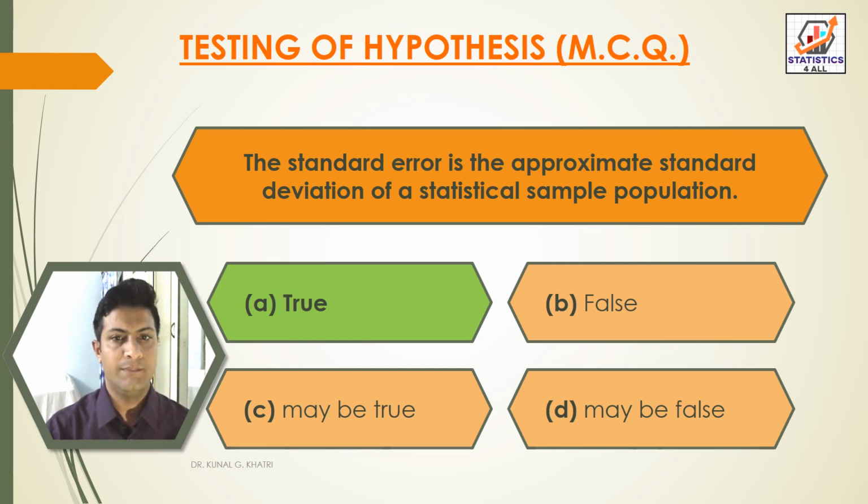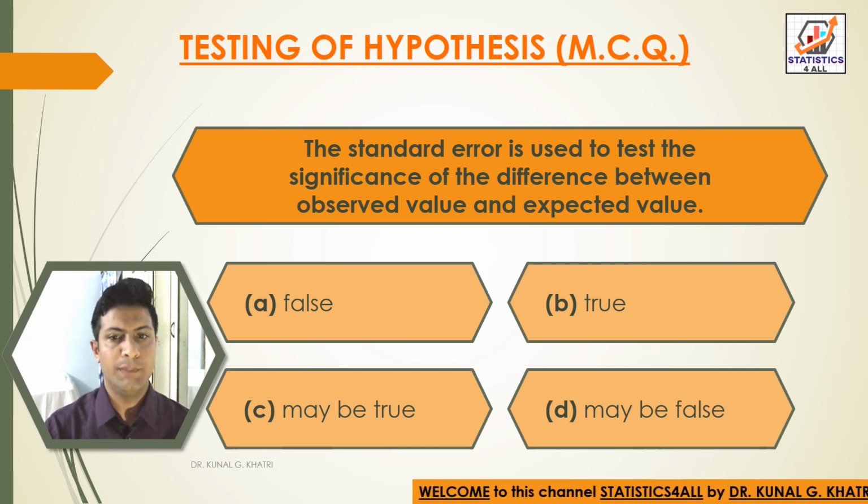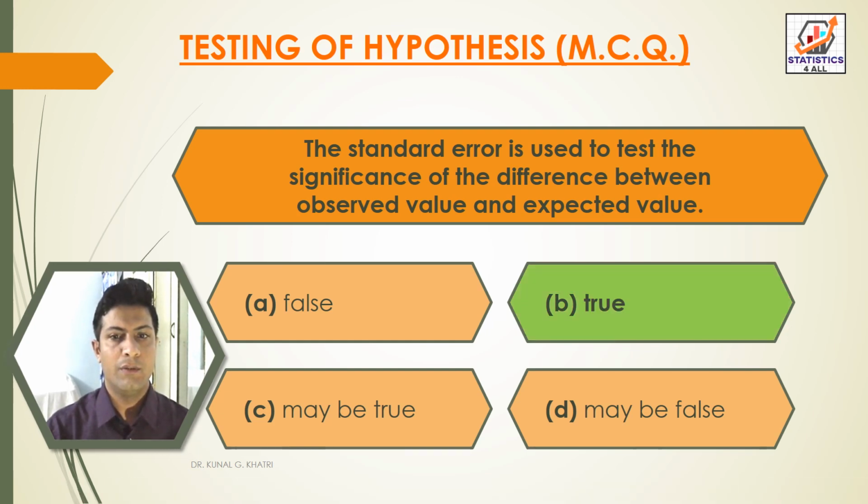Next question. The standard error is used to test the significance of the difference between observed value and expected value. Option A false, option B true, option C may be true, option D may be false. So here we have answer option B true. The standard error is used to test the significance of the difference between observed value and expected value.